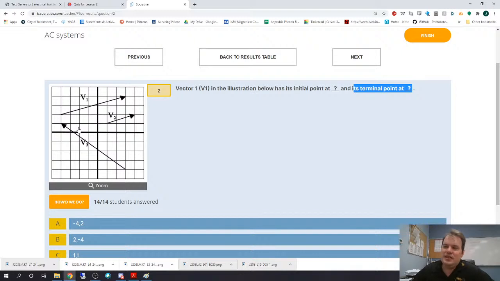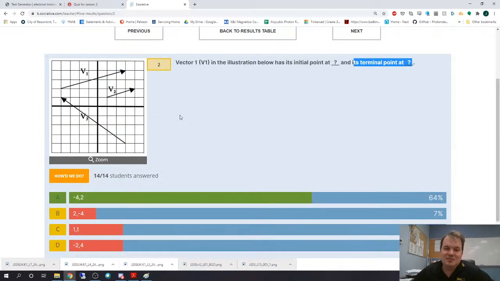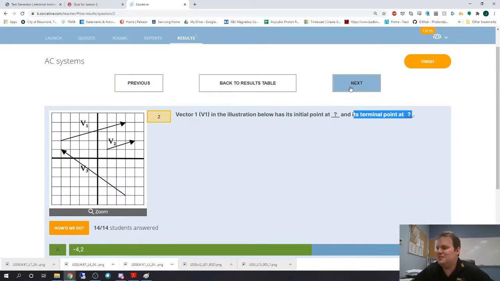So, like I said in the last video, going this way is negative. So you do X first. 1, 2, 3, 4. So that's going to be -4 to get to there. And then it's 1, 2. So it's -4, 2. Good. Most of y'all worked out that I didn't put 2 spots. I'll have to update this test whenever we get done going over this.